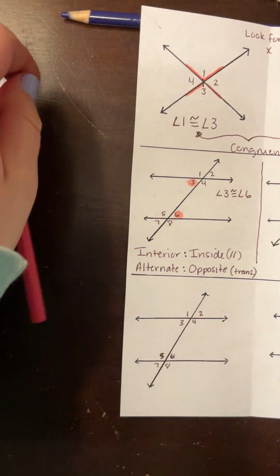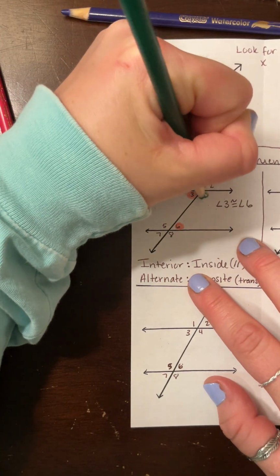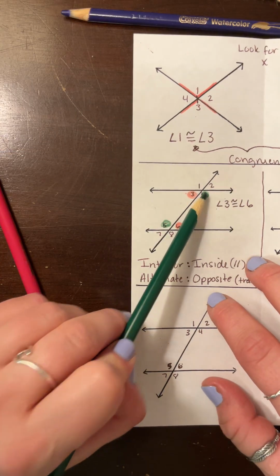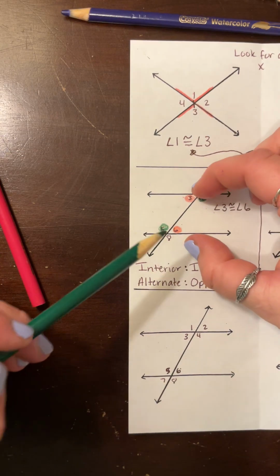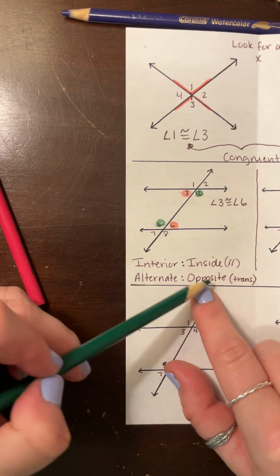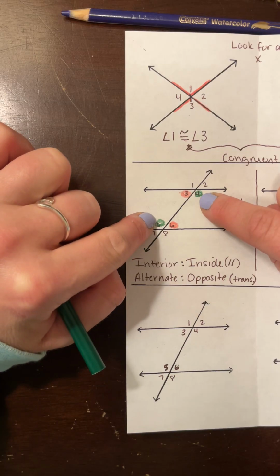So again, grab a different color. I used red for the first set, so I'm going to use green. Look at angle 4 and angle 5. See how angle 4 and 5 are both between the parallel lines? So they're inside the parallel lines. And again, they're on opposite sides of the transversal. 4 is to the right, 5 is to the left.